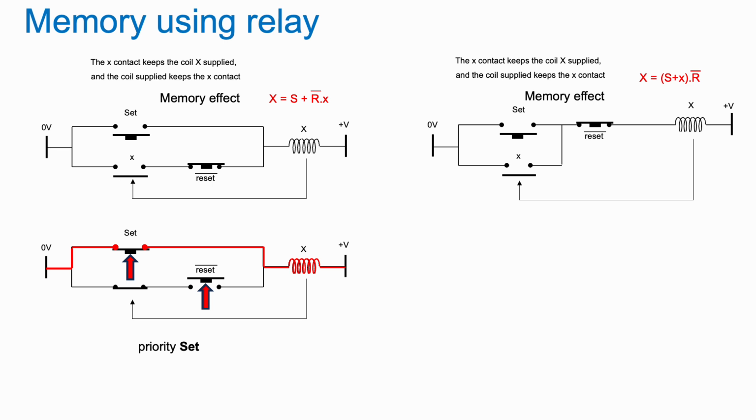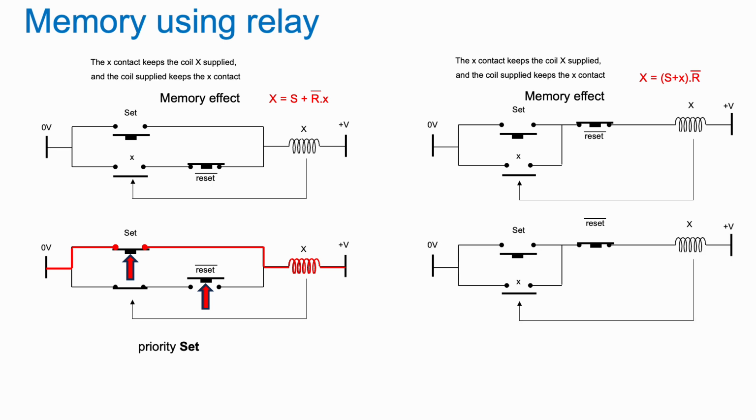In the right schematic, if we push both set and reset switches, the relay X is not powered because the reset switch stops the current to supply the relay capital X. We call this topology priority reset.